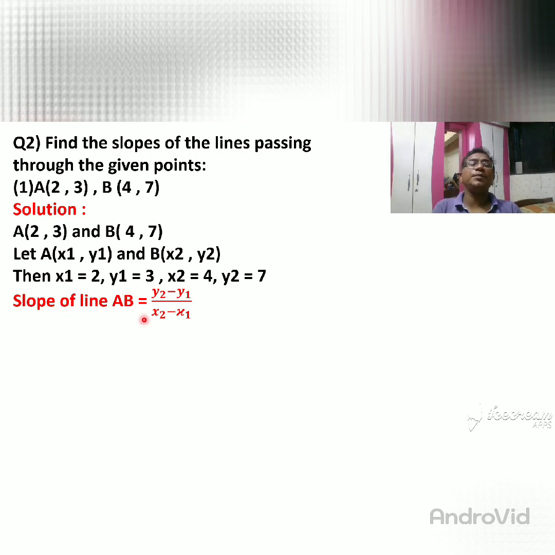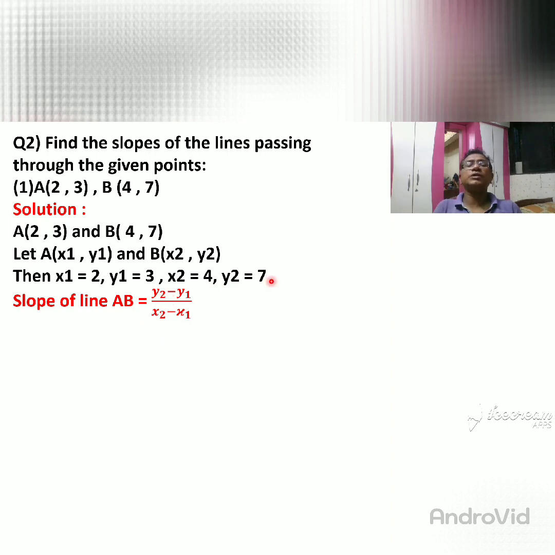So the slope of line AB is equal to y2 minus y1 divided by x2 minus x1. This is the formula of slope. Slope of line is y2 minus y1 divided by x2 minus x1. Any doubts? This is the formula of slope.